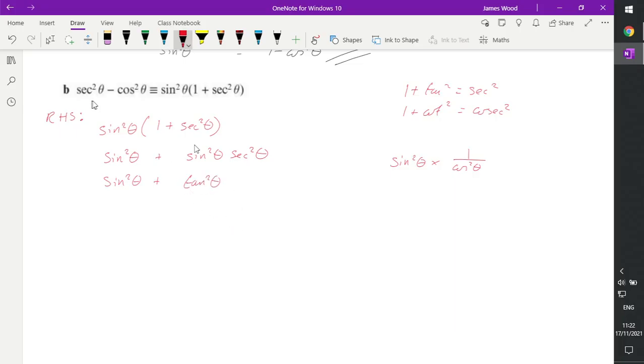Now I obviously don't have a tan in my answer, but using some of my new identities, I can turn this tan into something that does talk about sec or cos. So this top one, if I rearrange this, that would tell me that tan squared is sec squared minus 1. So I've replaced my tan squared with a sec squared theta minus 1. And now I'm going to swap this sine squared out for a 1 minus cos squared. And then if I simplify this, I'll just be left with sec squared theta minus cos squared theta. Okay, there we go.